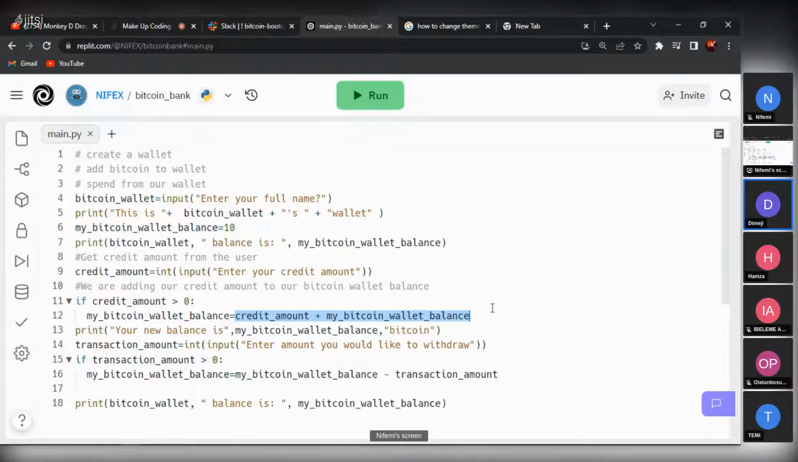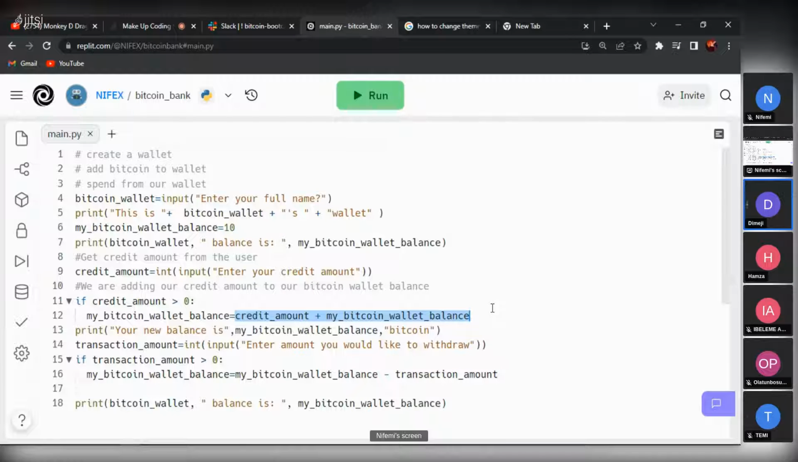I do have a little question. Okay, ask your question. Sir, in number 12, they wrote my Bitcoin wallet balance equals credit amount plus my Bitcoin wallet balance. Why are there two positions of my Bitcoin wallet balance? Thank you. Brilliant question. Now, after you add what was in your wallet before to what you have, what will be in your wallet? Would it not still be your wallet balance?